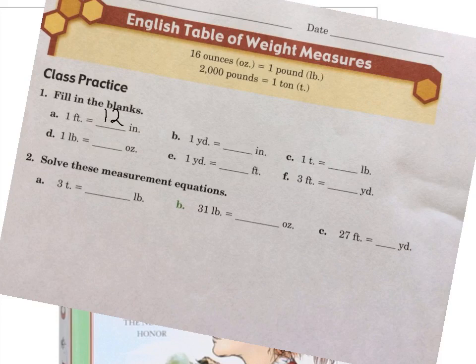B, 1 yard is how many inches? Well, there's 12 inches in a foot. There's 3 feet in a yard, so you do 12 times 3 and you get 36. C, 1 ton equals how many pounds? 1 ton equals 2,000 pounds.